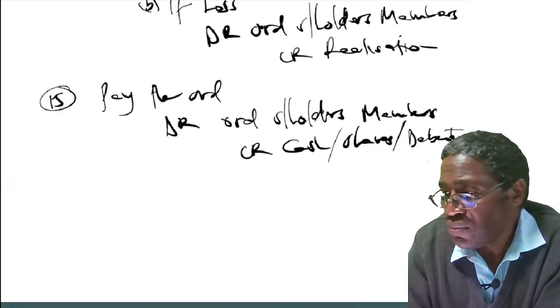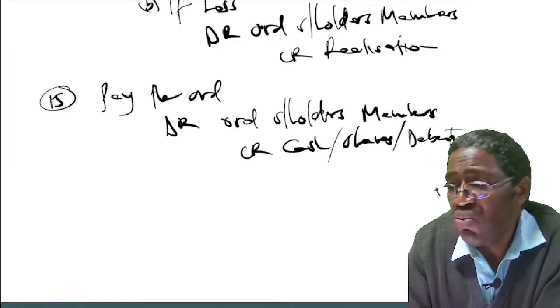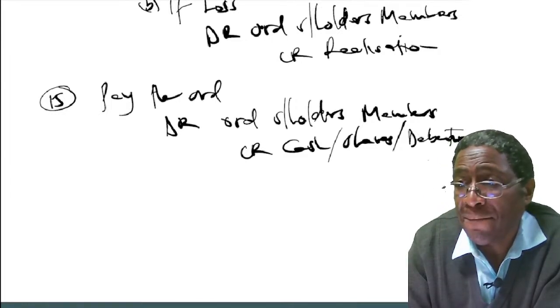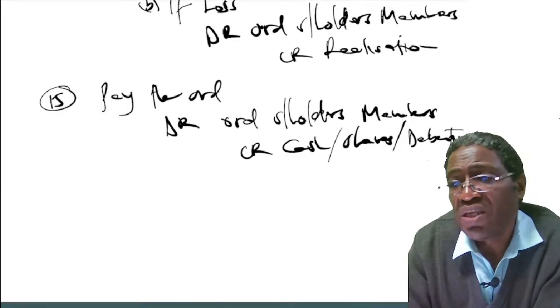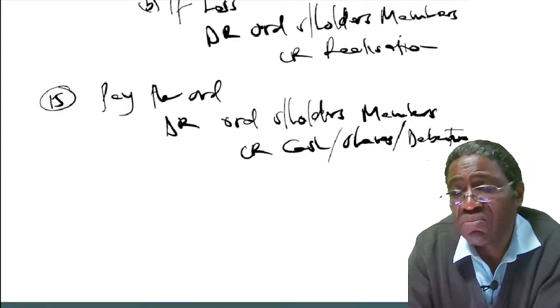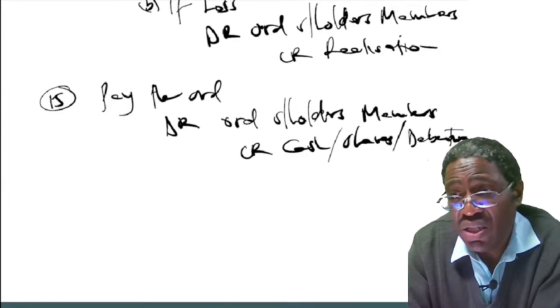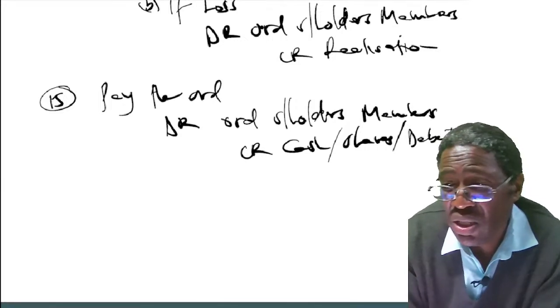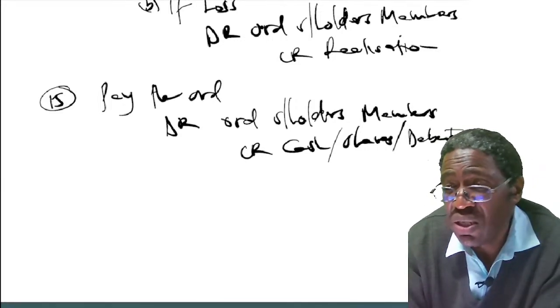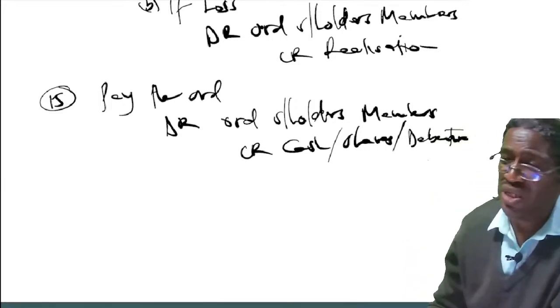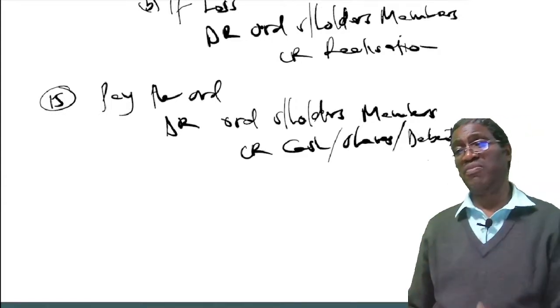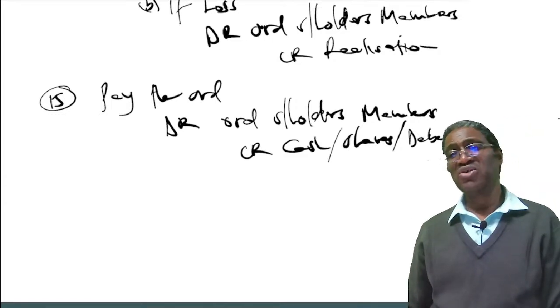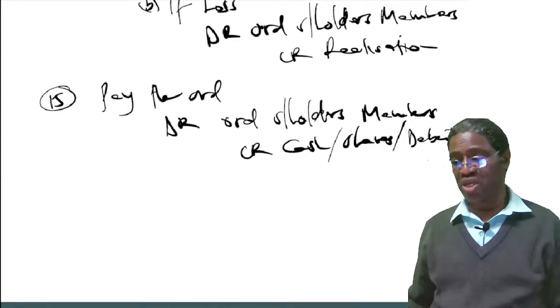Okay? So maybe for now we can stop there. We pick it up from there next time, where now we shall discuss the entries in the books of the purchasing company. Listen, in the books of the purchasing company, there are not many. There are only about 6 of them. But the entries of the books of the selling, that's where there are many.